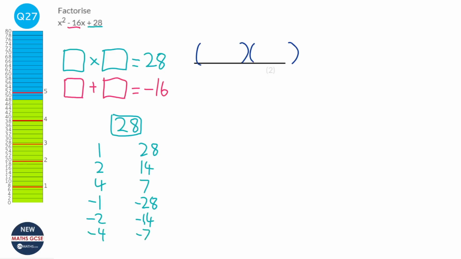But they need to add together to make minus 16. So we're going to check these to see which add together to make minus 16. So looking down the list, it's going to be these two here. Minus 2 plus minus 14 is minus 16.